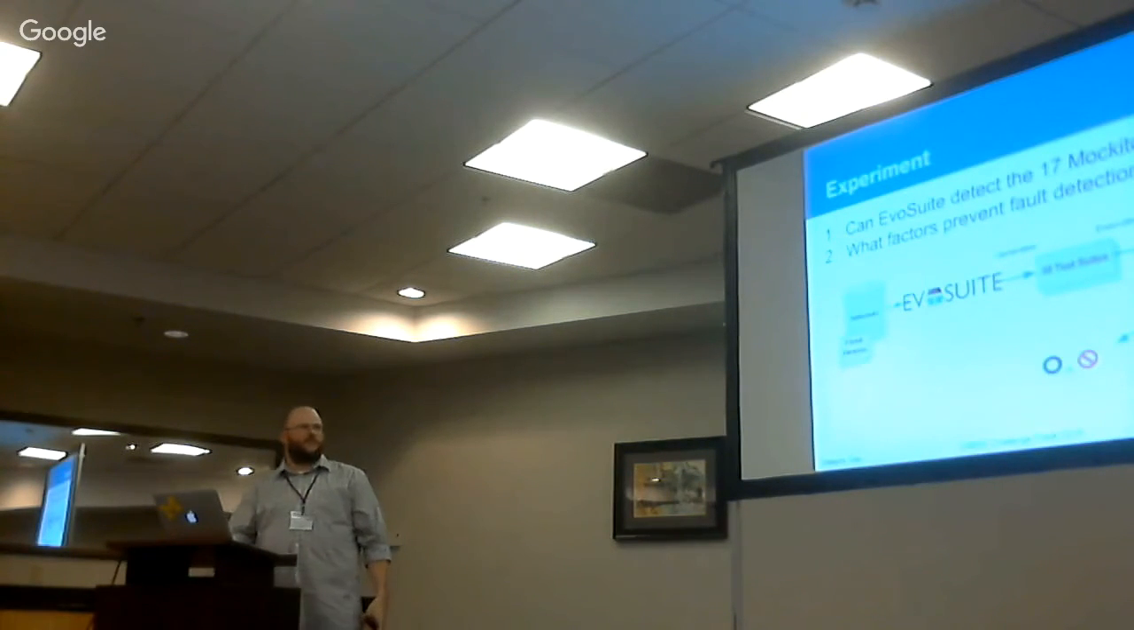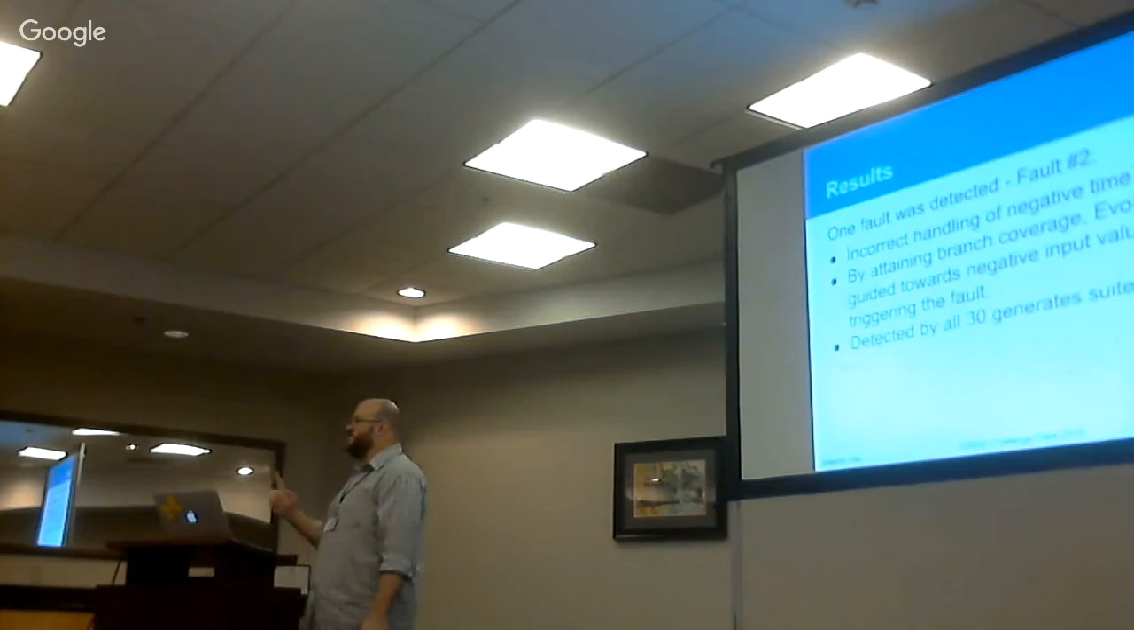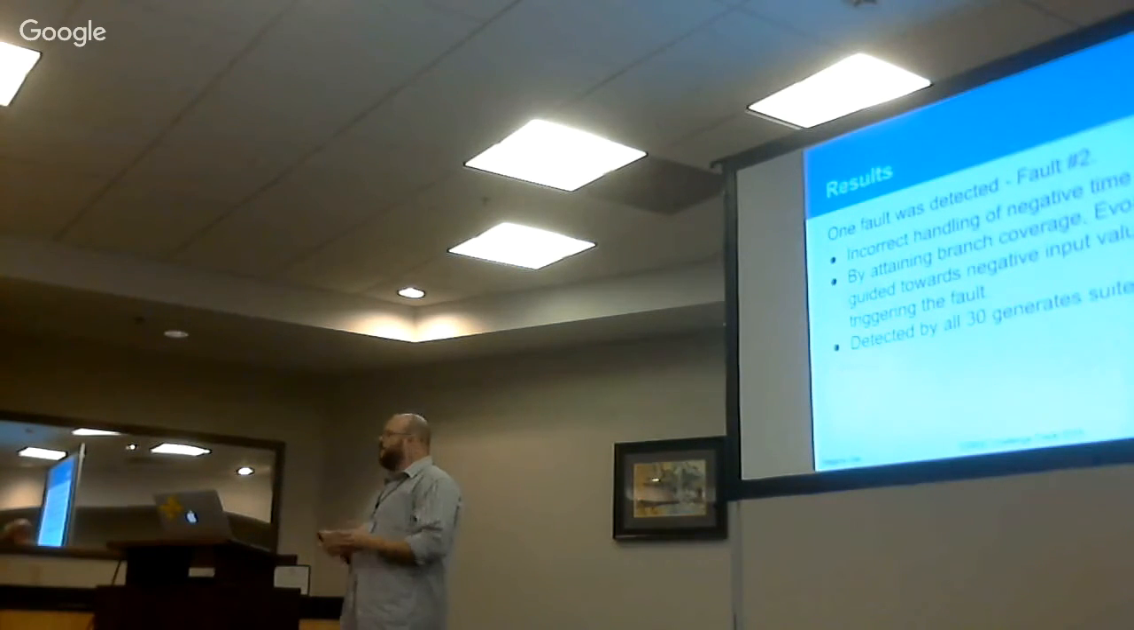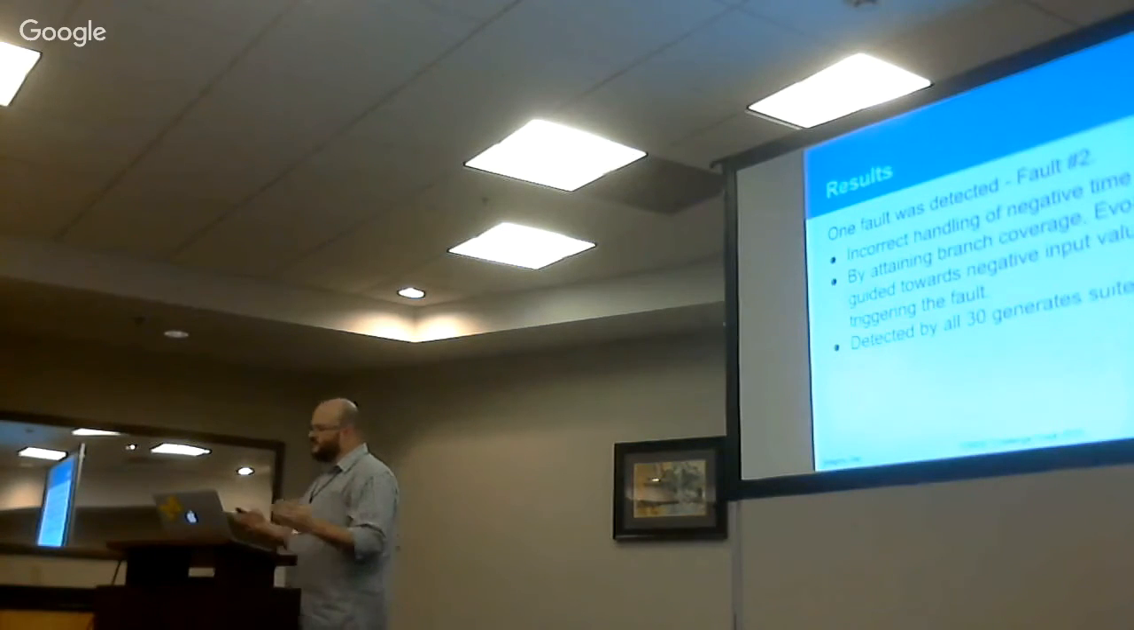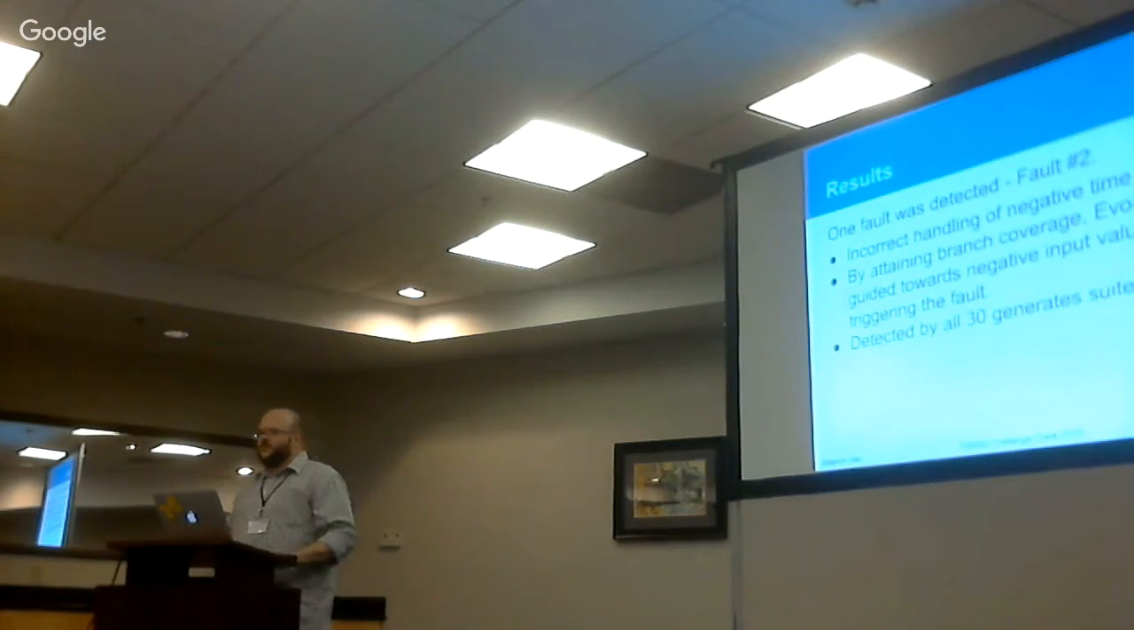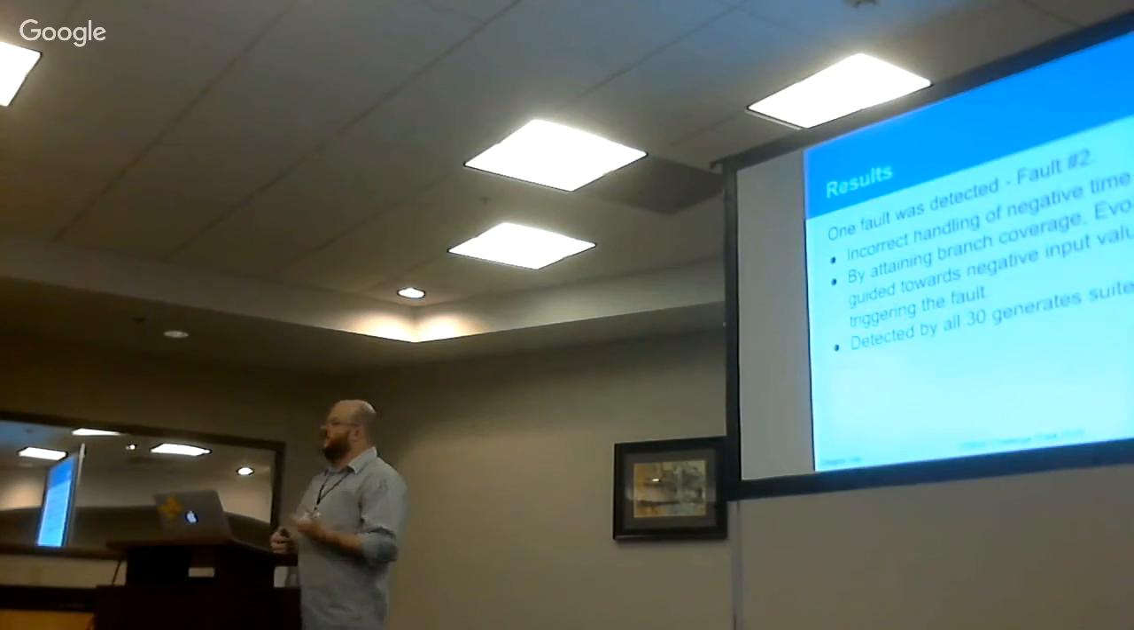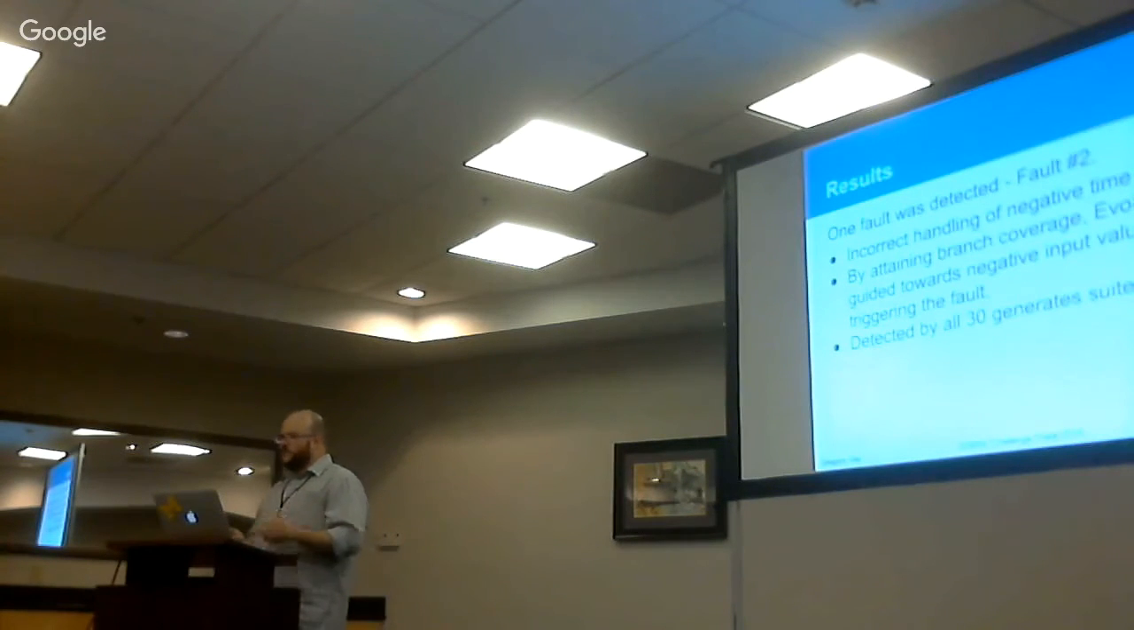So, without further ado, our results: one of those 17 faults was detected. Numbers don't really matter, but in any case, this is fault number 2. This particular fault, which revolves around the handling of time values, is a really good example of what we're good at. The code fix had some conditional behavior to handle that type of input, and the search was guided toward a negative time value, consistently. So that's great.